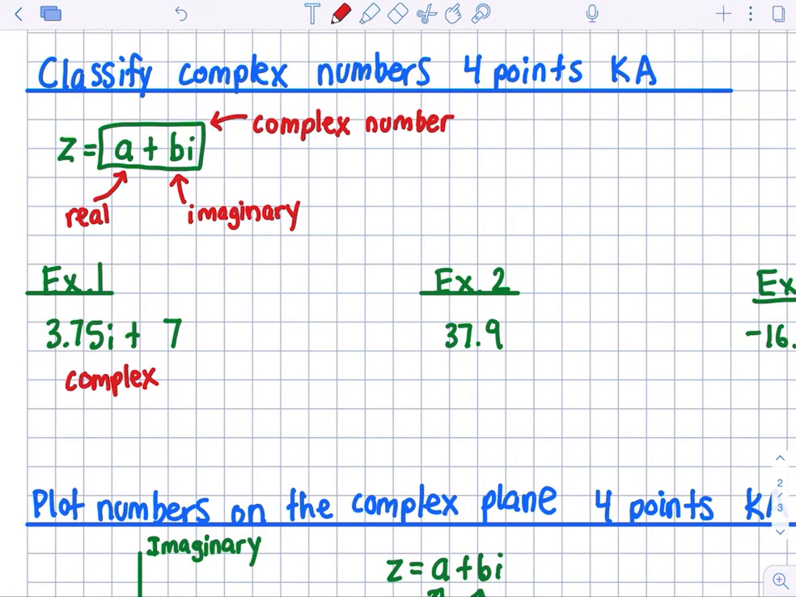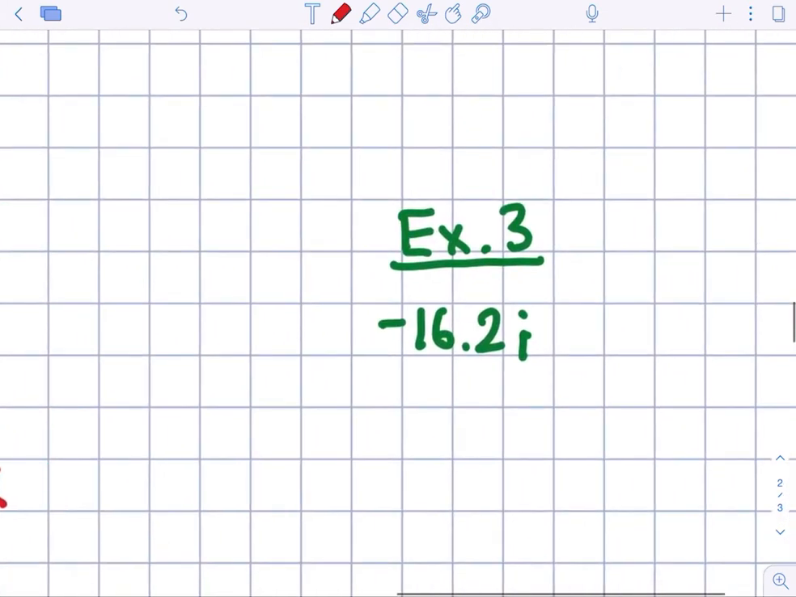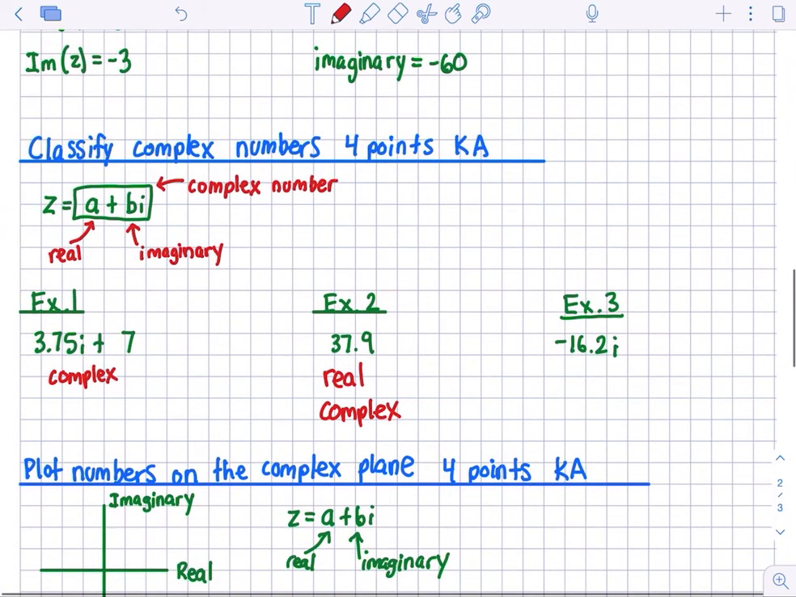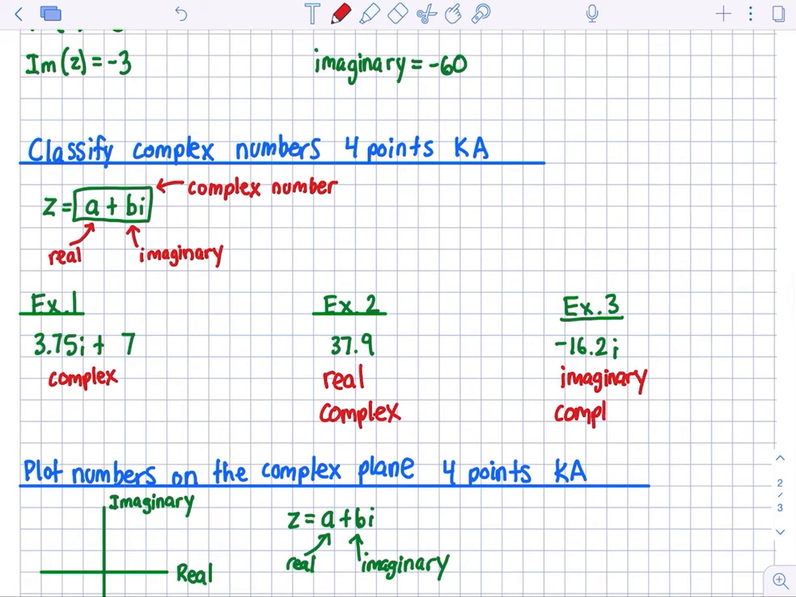Now let's look at 37.9. So first, this is definitely a real number, right? Because there's not an i attached to it. Now, it's also a complex number, because remember, a complex number could be strictly a real, or strictly an imaginary number, or it could be both. Okay, now when we look at example 3, example 3 is an imaginary number. It is not a real, but it is also a complex number.